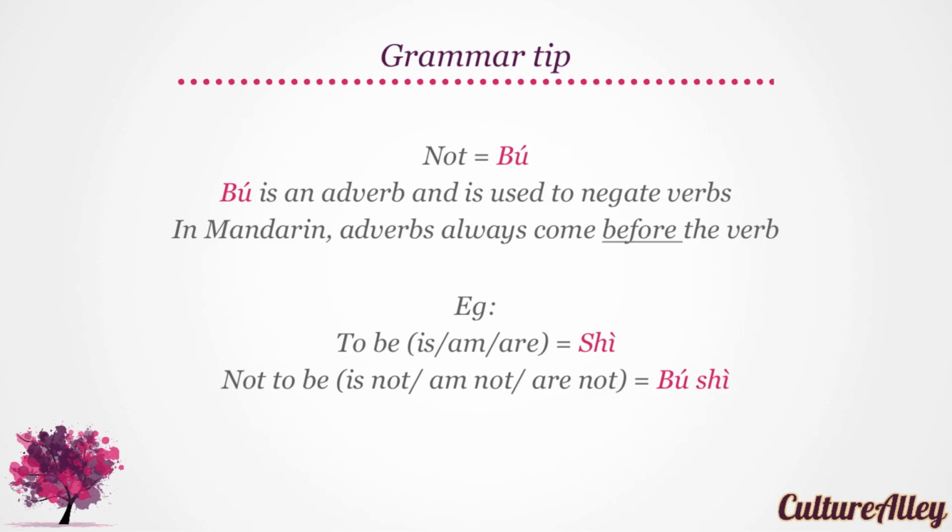Here's an important grammar tip for you. Not, which translates to 不, is an adverb that is used to negate verbs. It is also important to remember that, in Mandarin, adverbs always come before the verb. For example, the verb to be translates to 是. So, if you want to say is not, or are not, or am not, we say 不是, and not the other way around.